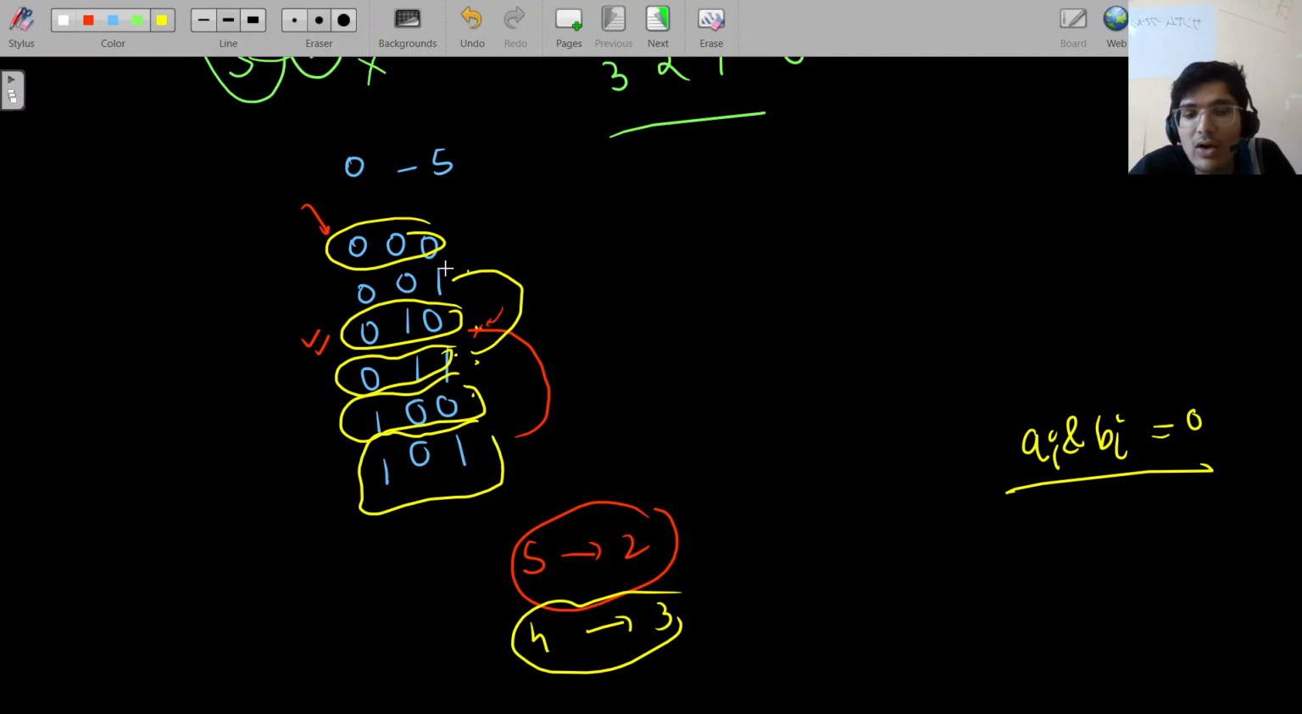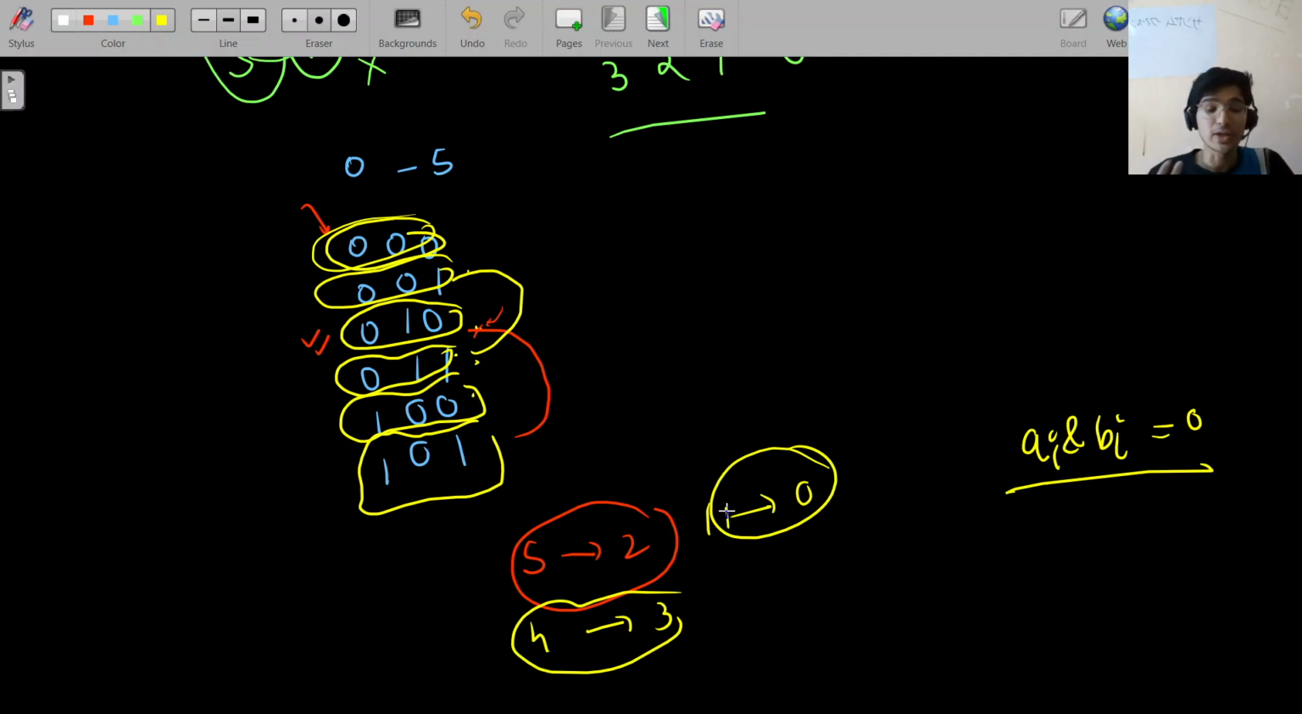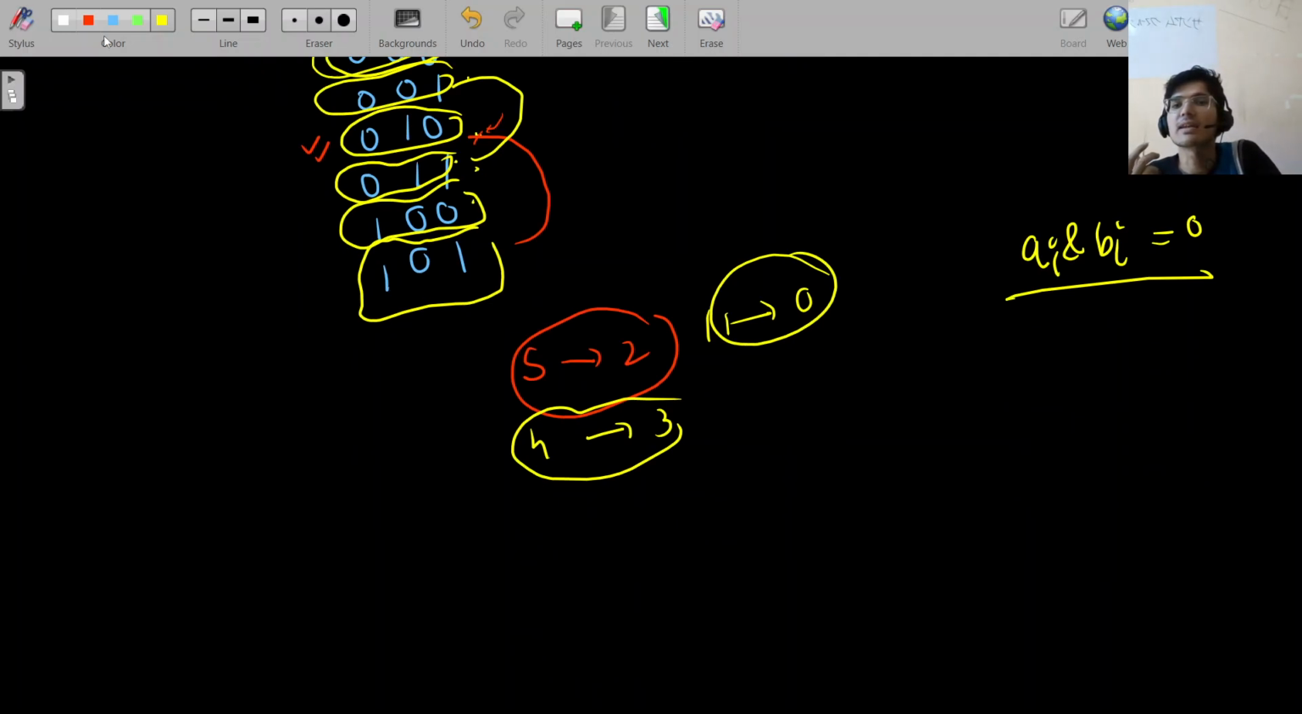And down, what is left? Only this is left and only this is left, so they will be marked. So 1 with 0. This is our answer. We can check that, always get the sum. How? You can check that here. 5 and or with 2 is what?